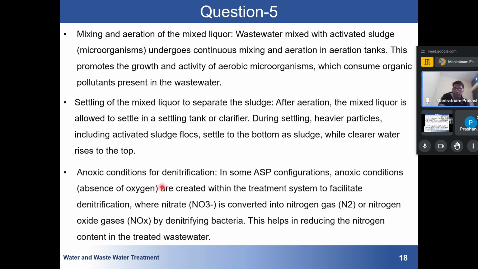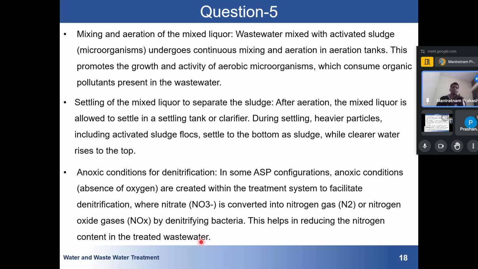Anoxic condition for denitrification. So read out this statement. In some ASP configurations, anoxic conditions, that is absence of oxygen, remember this, anoxic means absence of oxygen, are created within the treatment system to facilitate denitrification, when nitrate is converted to nitrogen gas by denitrifying bacteria. This helps in reducing the nitrogen content in treated wastewater.